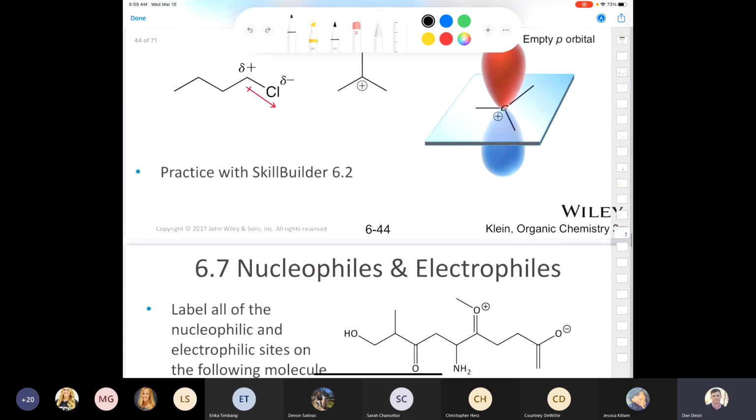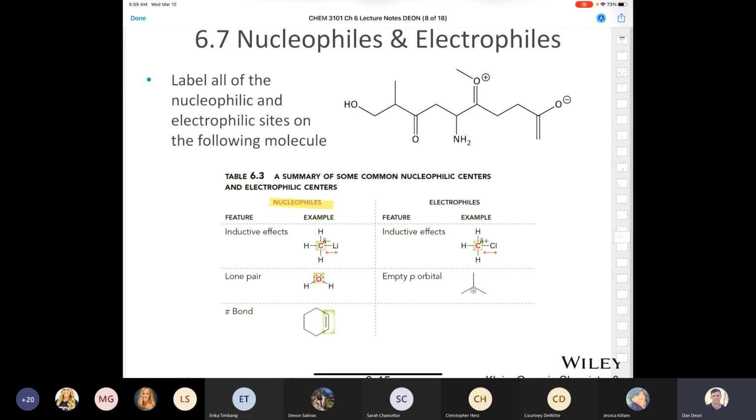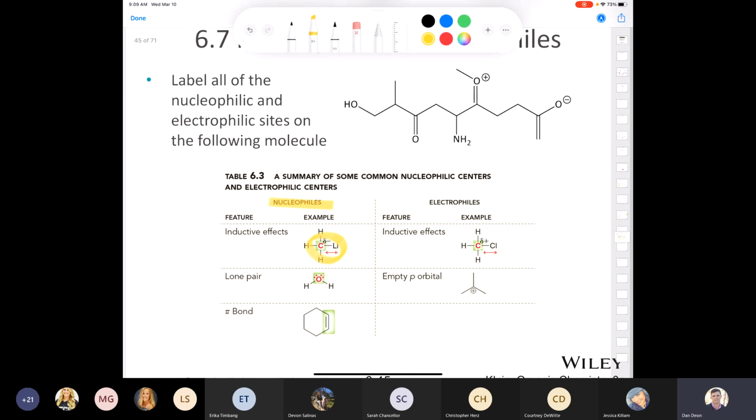Okay, so you've got to be able to recognize nucleophiles and electrophiles. Here is a summary of some common nucleophilic centers and electrophilic centers. So what are the things that you look for in a nucleus lover? Remember, nuclei are positively charged, so we're looking for things that have electrons, that are ready to give them away, that are ready to share, okay, that are just looking for a nucleus. Well, if you have an inductive effect and if you have a dipole such that you have more electron density on one element than another, this carbon here would be nucleophilic. We went over that.